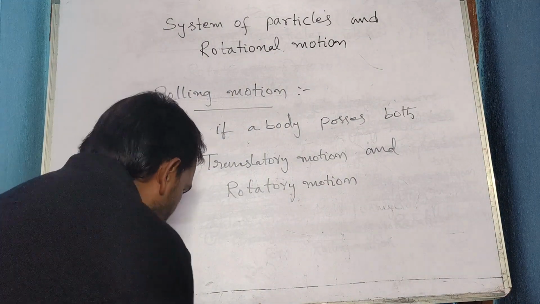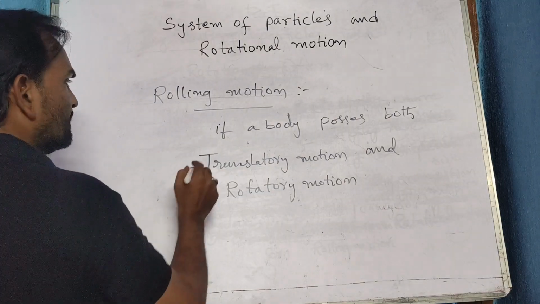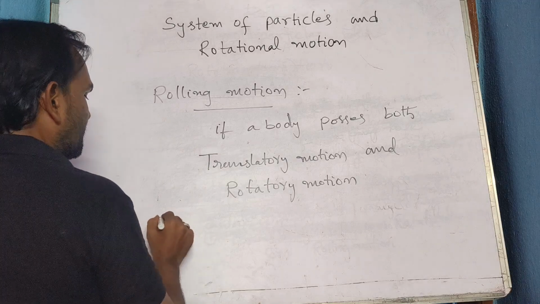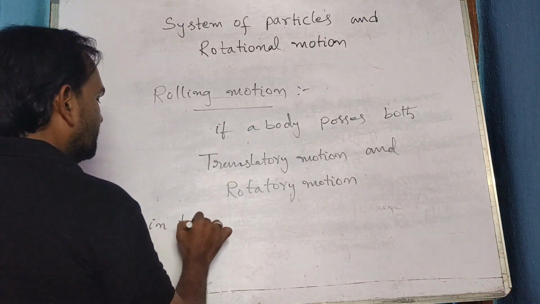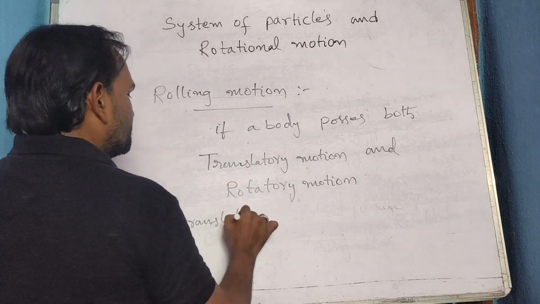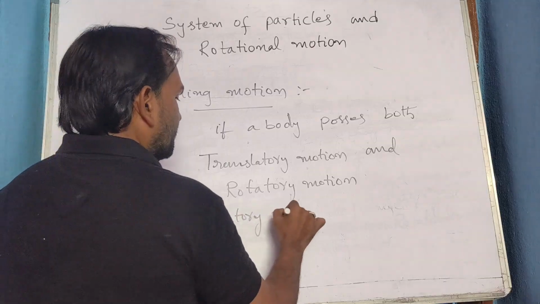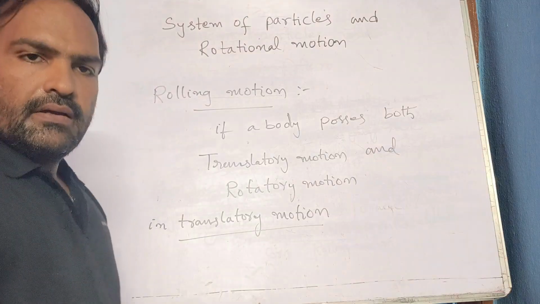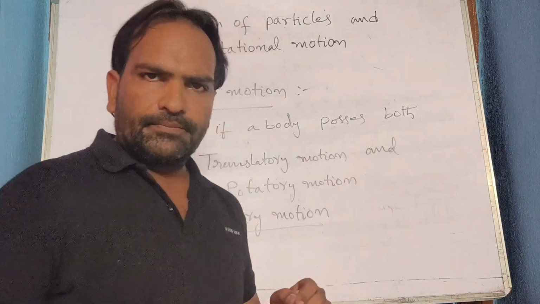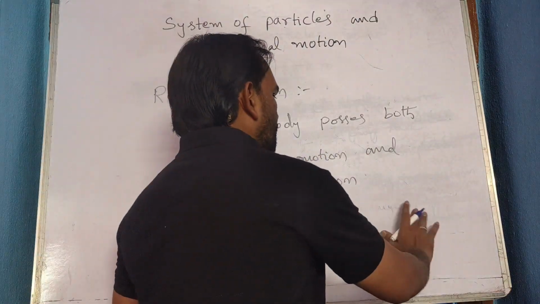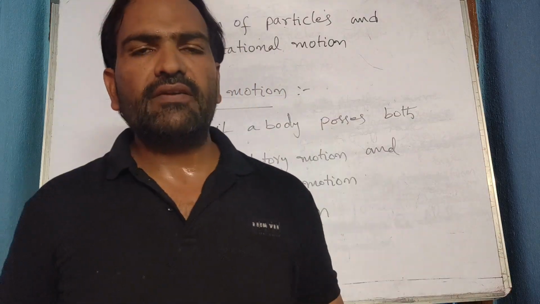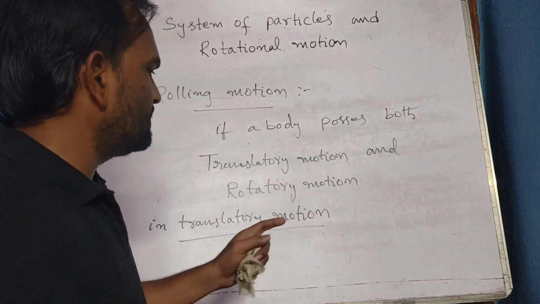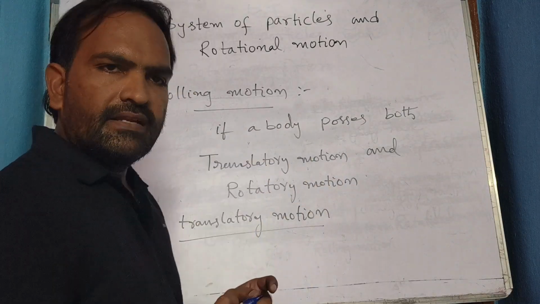Now, in the rolling motion, both motions are there: translatory motion and rotatory motion. In translatory motion, all particles of the body have the same linear velocity and linear displacement.